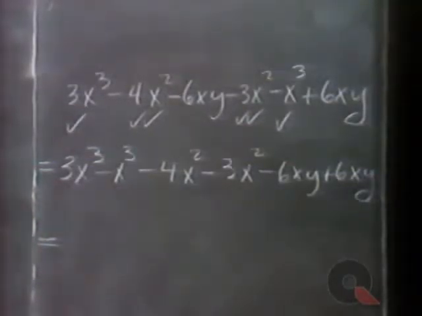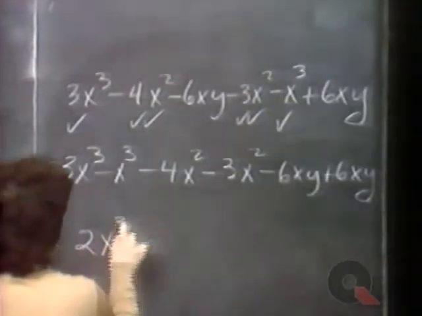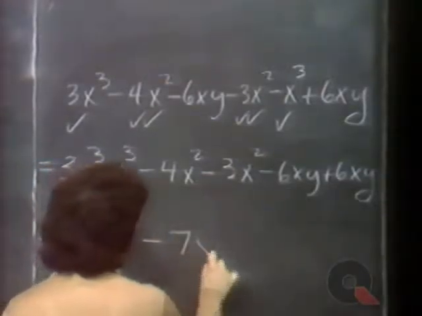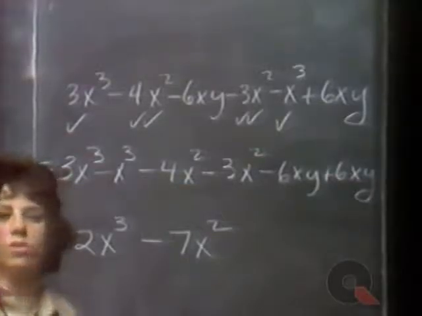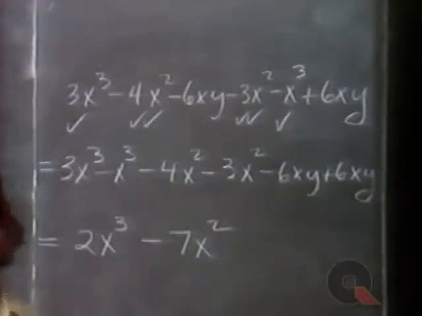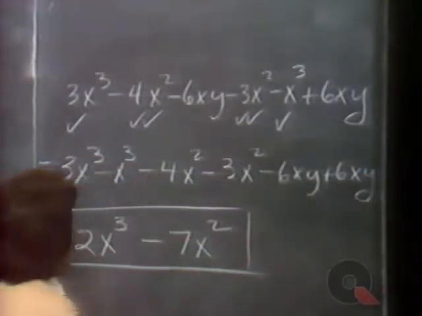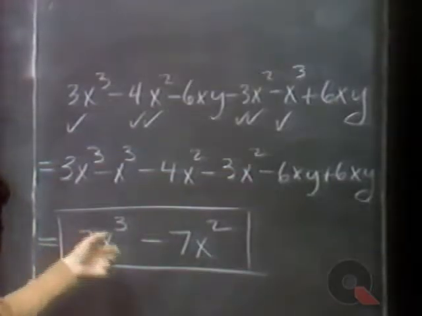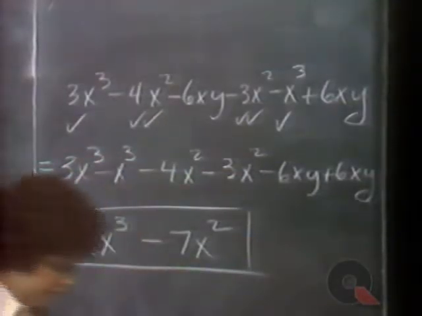Now, 3x cubed minus 1x cubed gives you 2x cubed. Minus 4x squared minus 3x squared gives you minus 7x squared. Minus 6xy plus 6xy gives you 0xy, where the xy term drops out. And this is your final answer. As I mentioned, you could have gotten also minus 7x squared plus 2x cubed if you had put the x squared terms down first when you rewrote it.